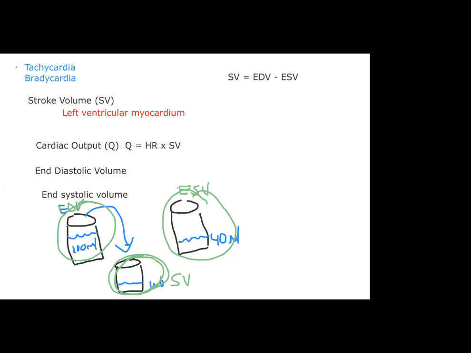Okay, you will not be doing calculations with these formulas. You just need to understand the concepts, and you need to know the terminology, and you need to know the formulas, but we're not doing calculations.